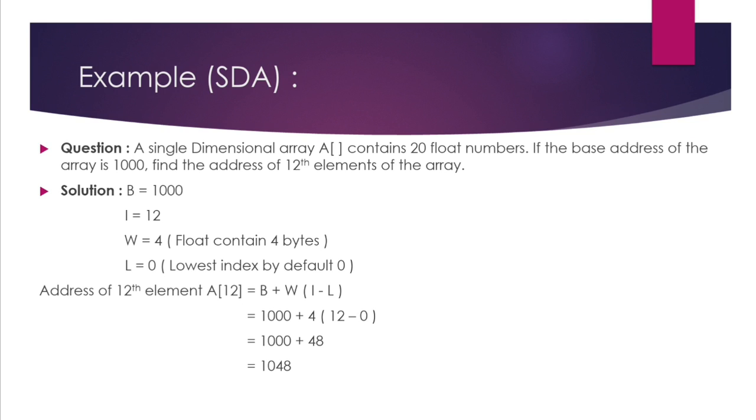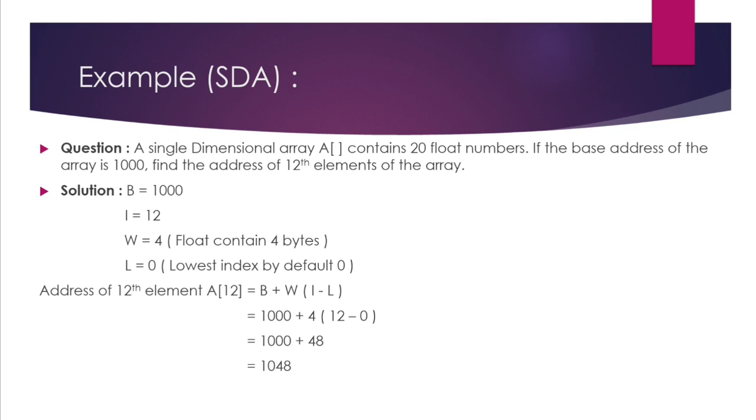And if the base address of the array is 1000, then we have to find the address of the 12th element. See, I had written the solution where B is equal to 1000. B is our base address. I is the location we are going to find. We are going to find the 12th location, the 12th element, which means I is 12.